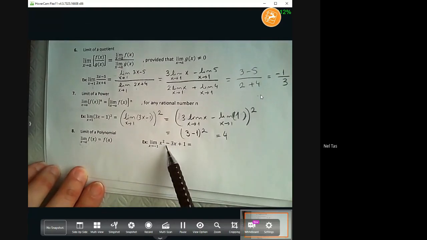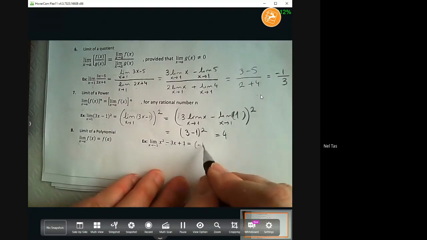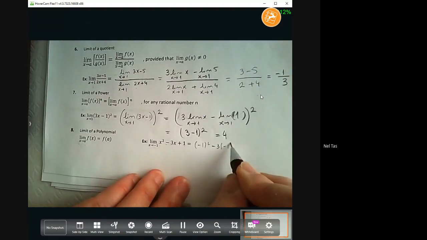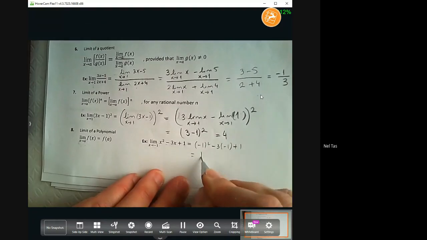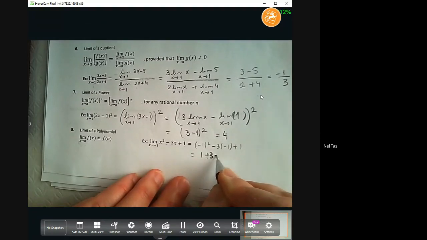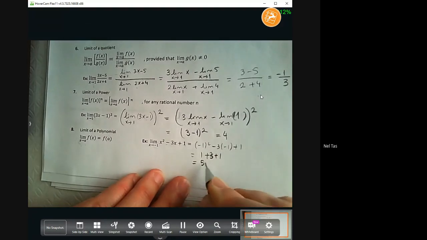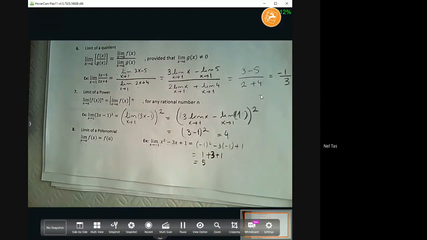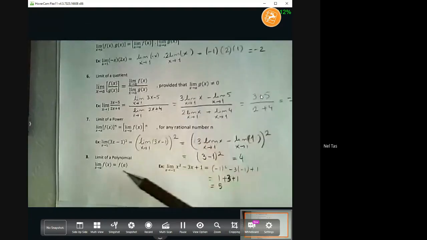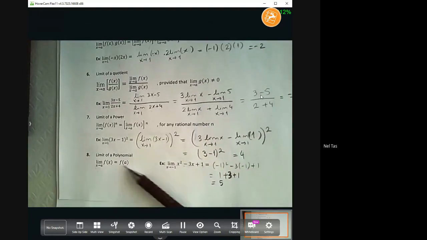Let's say you have a parabola, x squared minus 3x plus 1. You can calculate the limit by just taking this value, negative 1, and substituting in here. So this gives us negative 1 squared minus 3 times negative 1 plus 1. So 1 plus 3 plus 1, which is 5. Most of the time, you won't need to use these properties, but I needed to show it to you to come up with this rule.